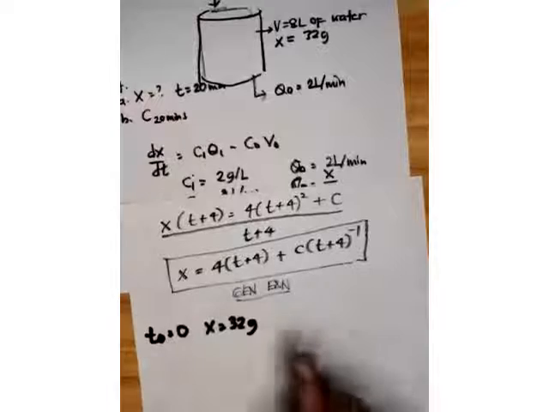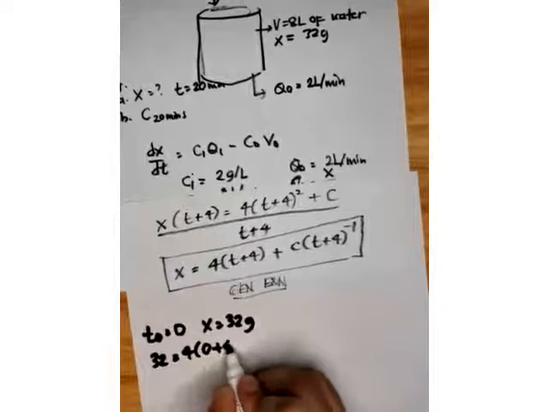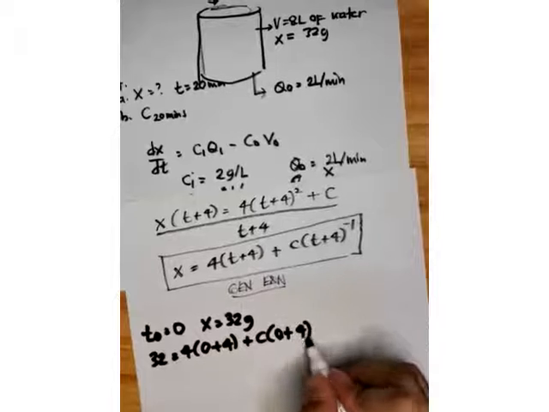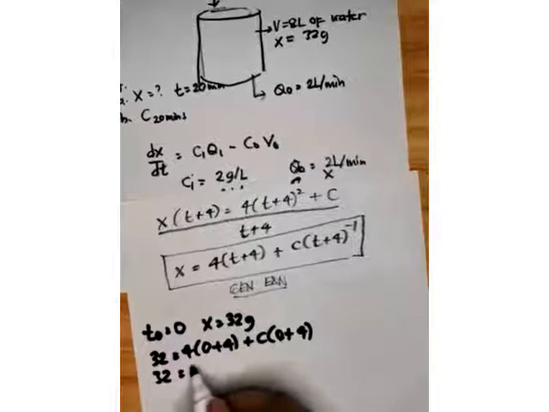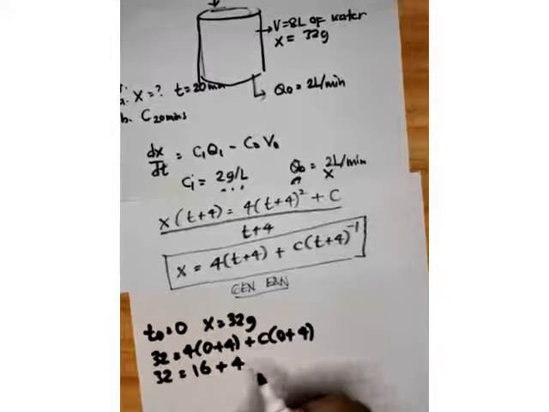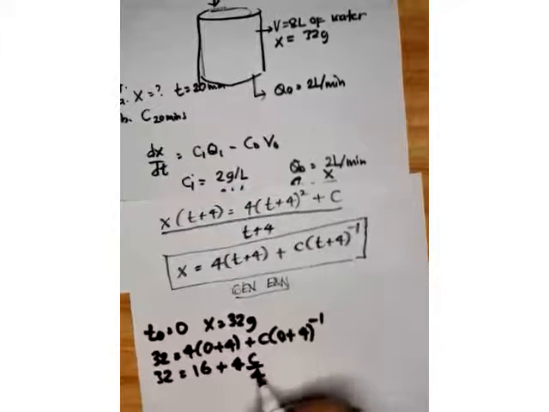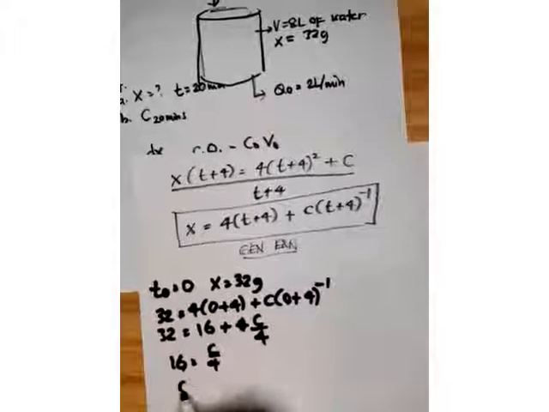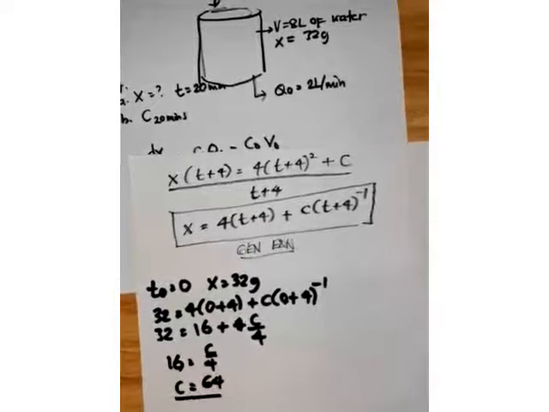So let's apply that to our equation. 32 is equal to 4 times 0 plus 4 plus c times 0 plus 4 raised to negative 1. So 32 is equal to 16 plus C over 4. So that's 16 is equal to C over 4. So C is 64. Yeah, 64.